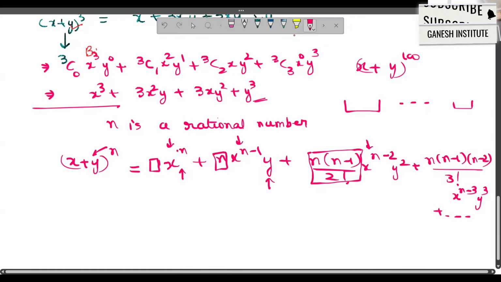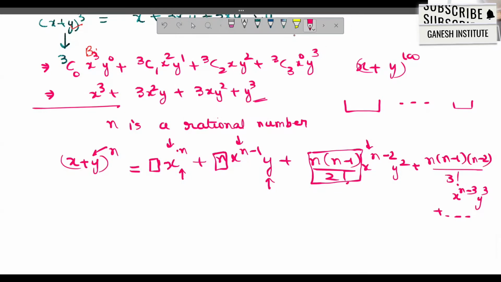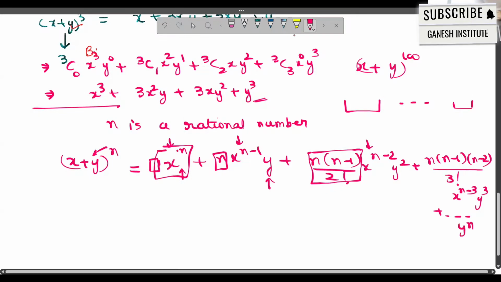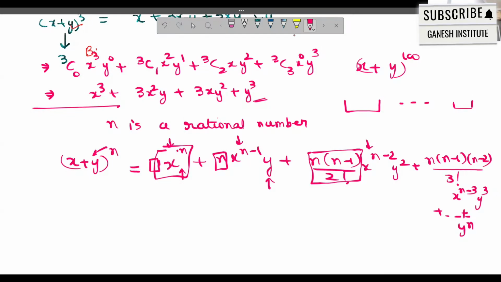So you started with x raised to power n and you finish at y raised to power n. So this is the slight change.